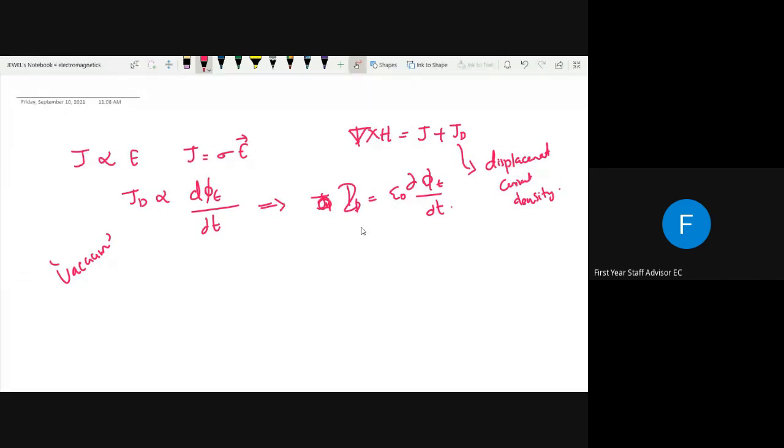So inside vacuum, if there is any change in electric field, then we can say a displacement current exists inside vacuum. So this is one of the major differences between conduction and displacement current. Okay.